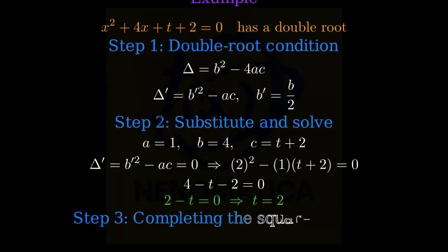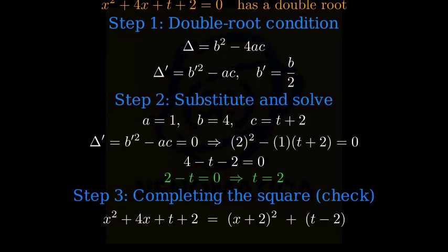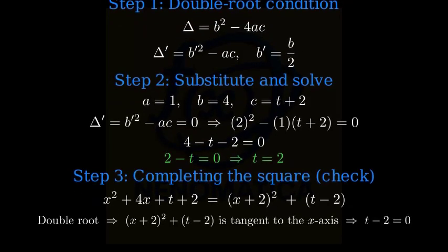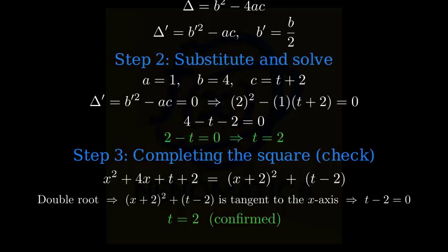Step 3. Let us confirm by completing the square. x squared plus 4x plus t plus 2 equals the square of x plus 2 plus t minus 2. A double root means the expression equals a perfect square touching the x-axis, so we need t minus 2 to be 0. That again yields t equals 2, confirming our solution.